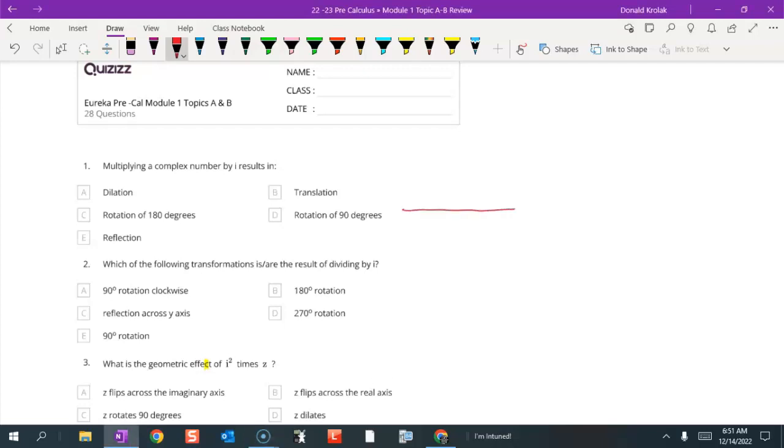Right, multiplying by a complex number, i. Okay, this is your real axis, this is your imaginary axis. So when I multiply by i, that's a 90-degree counterclockwise rotation. i squared, 180, i cubed, 270, and i to the fourth, 360. All right, so this is a rotation of 90 degrees.